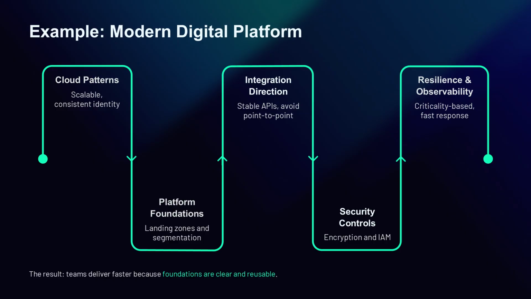You define integration direction. So digital channels use stable interfaces rather than building point-to-point connections to every backend system. You establish security controls as platform features, including encryption expectations and strong identity and access policies. You set resilience expectations based on business criticality, and you build observability expectations so incidents can be detected and resolved quickly. The result is a platform environment where teams can deliver faster because the foundations are clear and reusable.